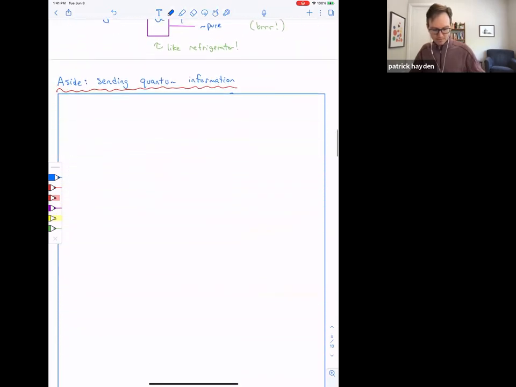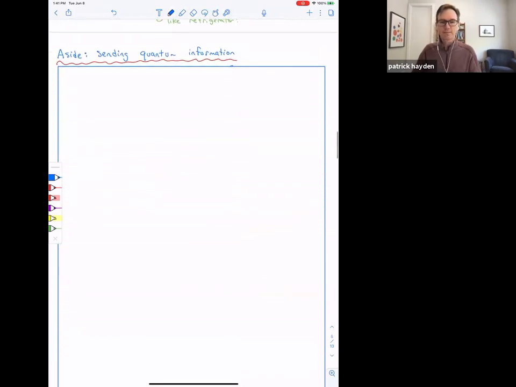If not, I want to make a little aside that if you ever hear quantum information theorists speak, they'll say things like, Alice sends some quantum information to Bob. And that language, if you're not initiated to this little priesthood, can be pretty confusing. So I want to just talk about what it means to send quantum information.